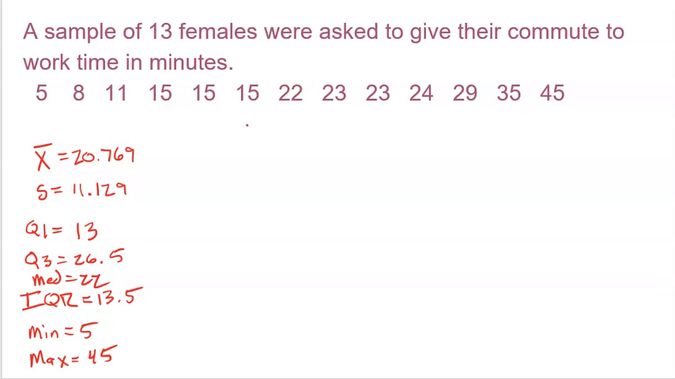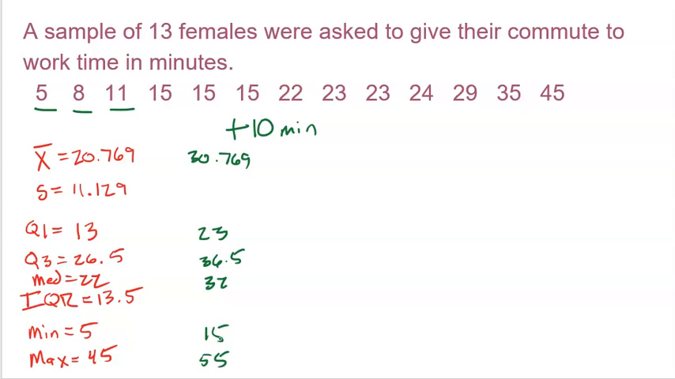The median is 22. Okay, what happens if we say there was bad traffic one day and everybody's commute time had 10 minutes added to it? Everyone. So this became a 15, this became an 18, this became a 21. Again, every value had 10 minutes added to it. Well, the mean would become 30.769. The Q1 would become 23. Q3 would become 36.5. The median would become 32. The min would become 15. The max would become 55.